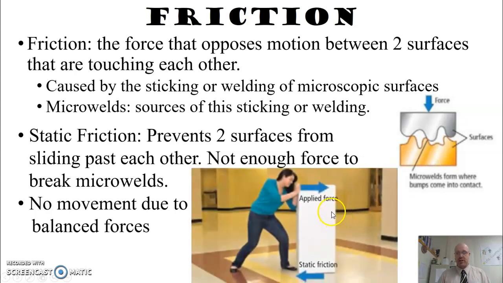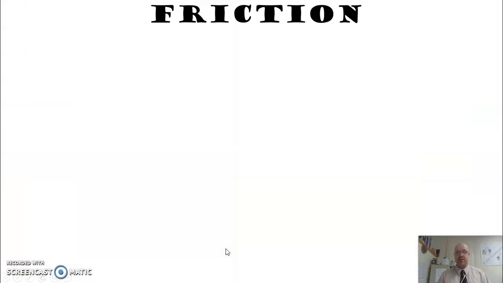Now this picture right here shows another example of that. She's putting an applied force. Static friction is matching that applied force, so there's no movement. The box is staying still.